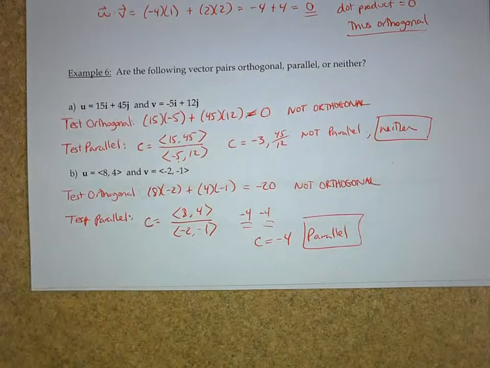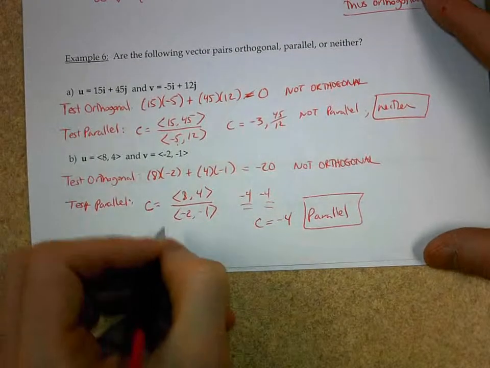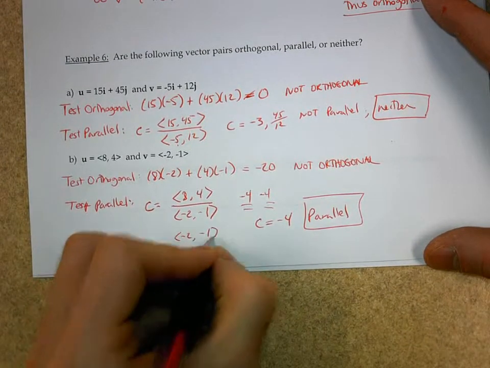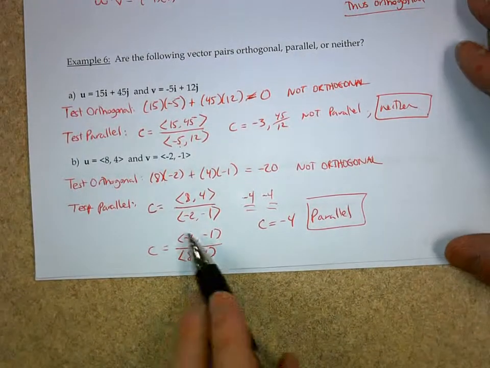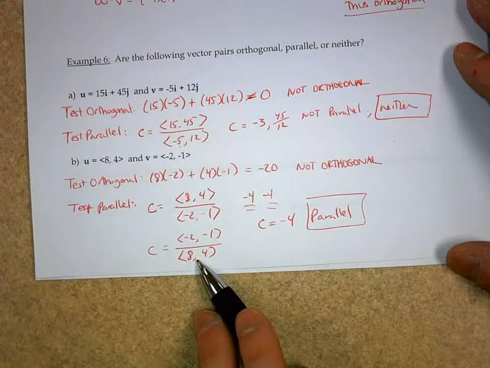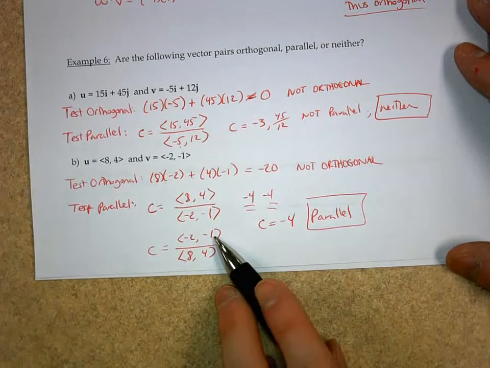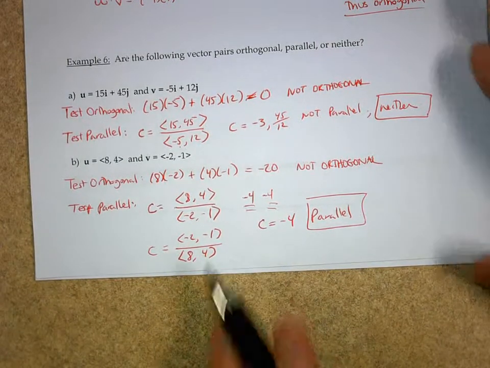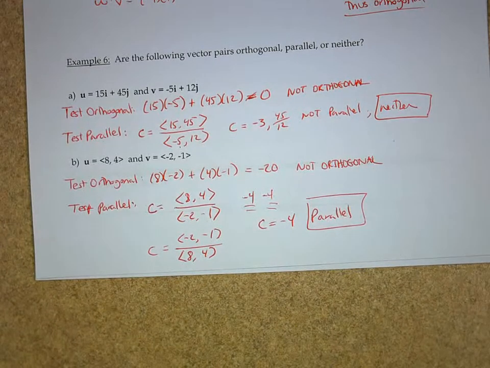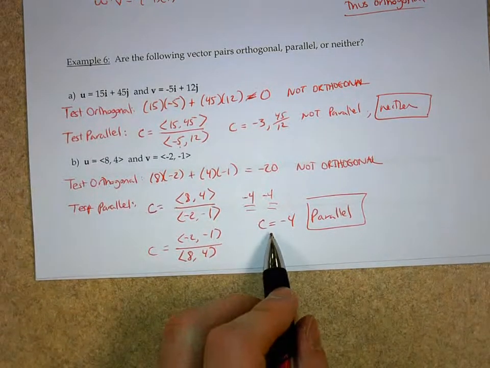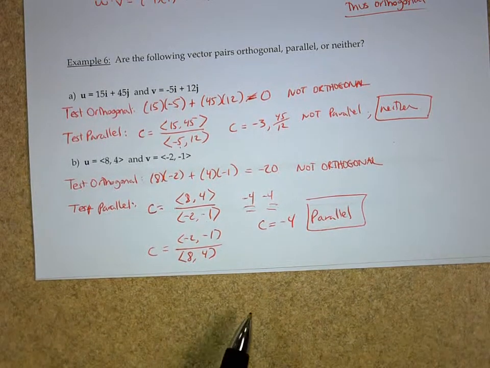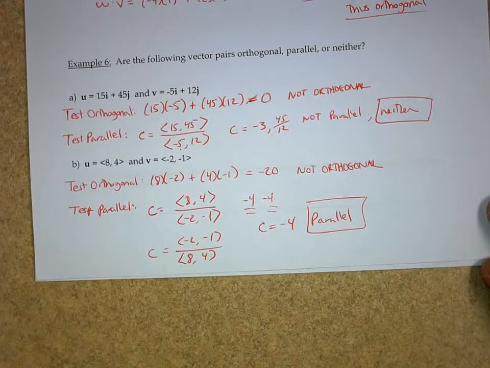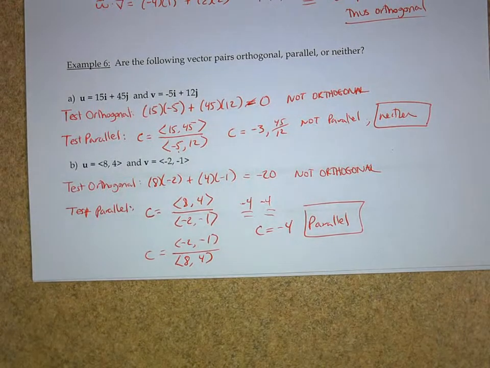Now I could have done the exact same thing here by saying my negative 2, negative 1 is on the top, and then 8, 4 is at the bottom. And if I do that, I can see negative 2 over 8 is negative 2/8, which reduces to negative 1/4. And then over here I've got negative 1 over 4, which is negative 1/4, which shows me my constant is negative 1/4. I don't care what the c value is. All I care about is whether there is some constant or some scalar that I can multiply through, and in that case it would be 1/4, but it still shows it's parallel. All I care about is the fact that it is parallel.